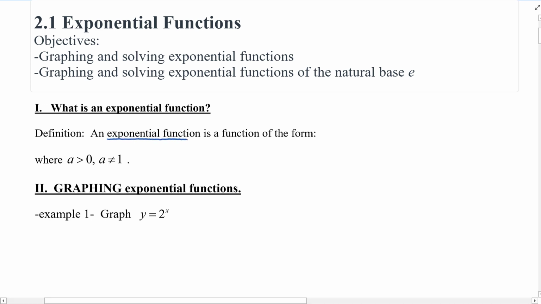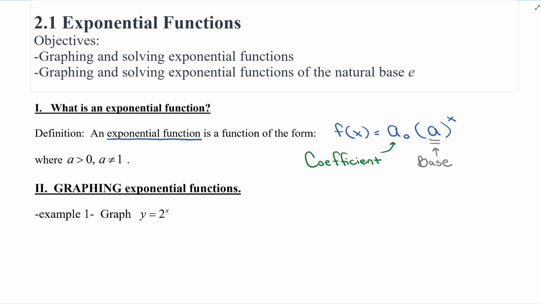Definition: an exponential function is a function of the form f of x equals a sub 0 times a raised to the x power, where a is greater than 0 and a cannot equal 1. I've underlined the words exponential function. I've drawn an arrow pointing at a sub 0, and I've labeled that as our coefficient. I'm drawing an arrow now at a, and I've underlined it twice, and I'm writing this as our base. And then the x, I've drawn an arrow pointing to the x, and I'm labeling that as our exponent.